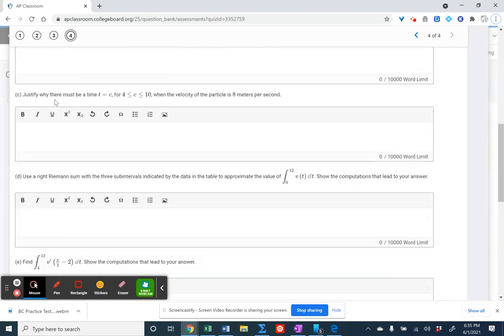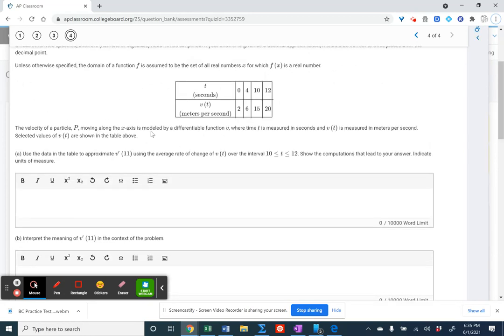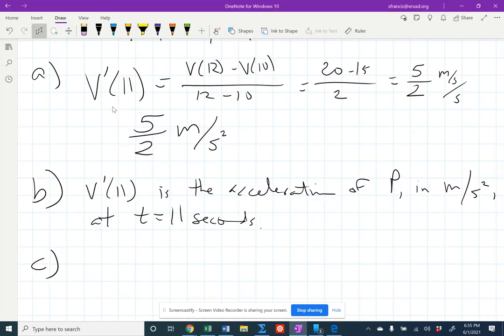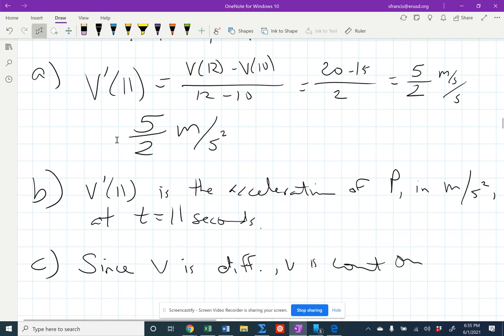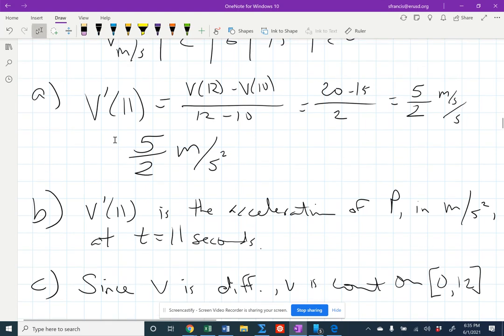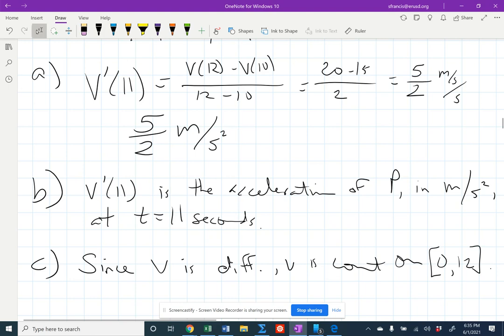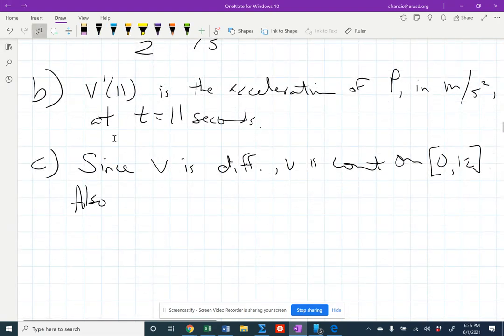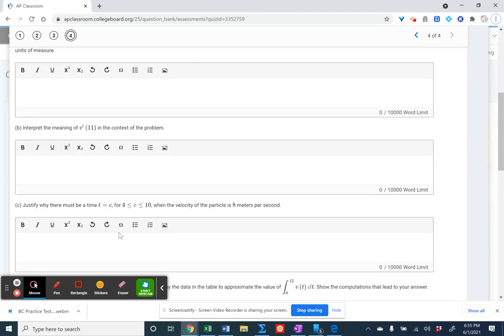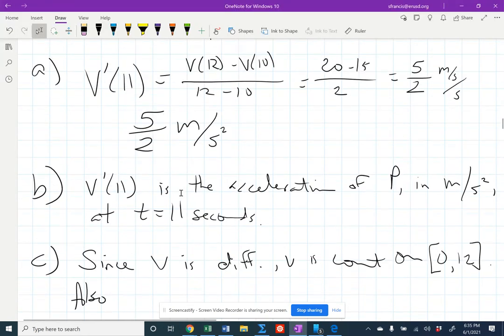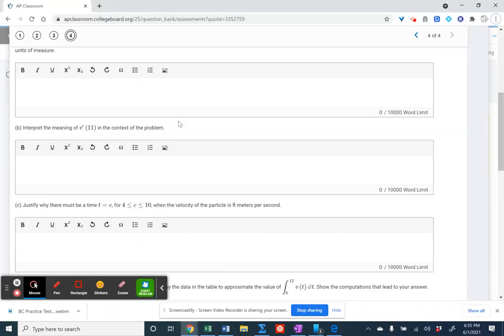Letter C, justify why there must be a time c between 4 and 10 when the velocity is equal to 8. They told us up here that v is a differentiable function. Okay, so since v is differentiable, v is continuous on 0 to 12. Also, I'm sorry, go back to the problem. We're looking from 4 to 10. v of 4 is 6, v of 10 is 15. Okay?